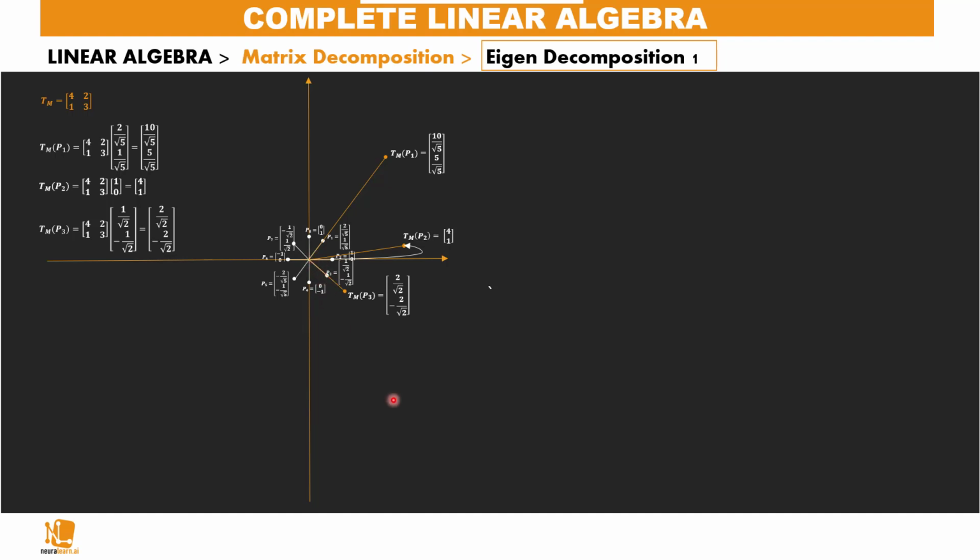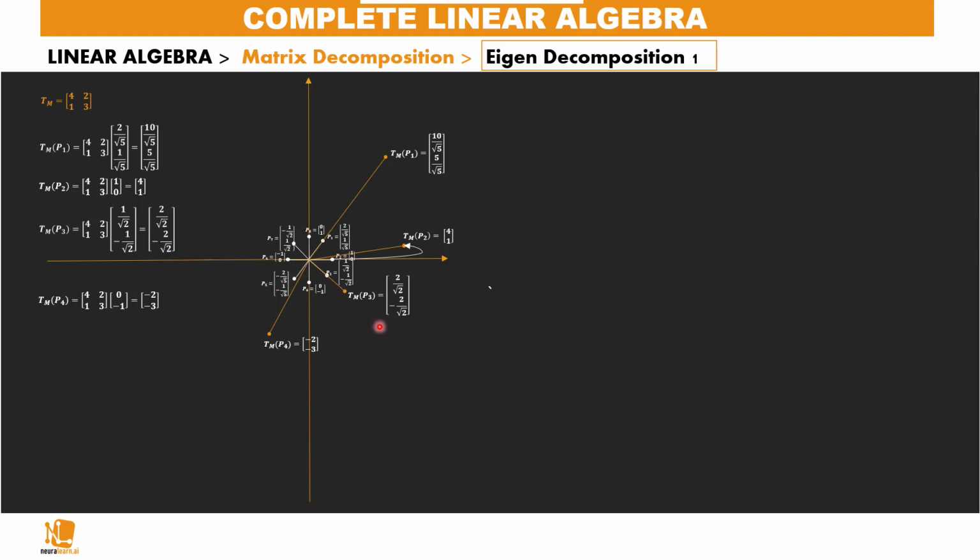For the point P4, we have (-2, -3). This means P4 isn't an eigenvector of this matrix Tm, since its transformation by Tm doesn't lie on the same line with the vector linking the origin and P4.